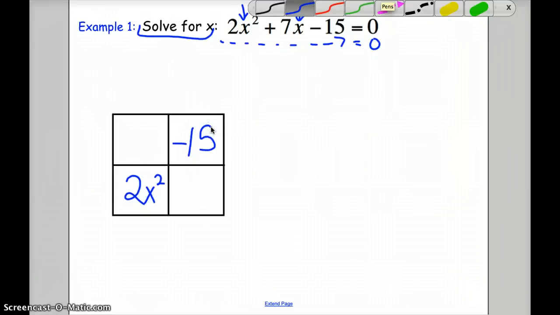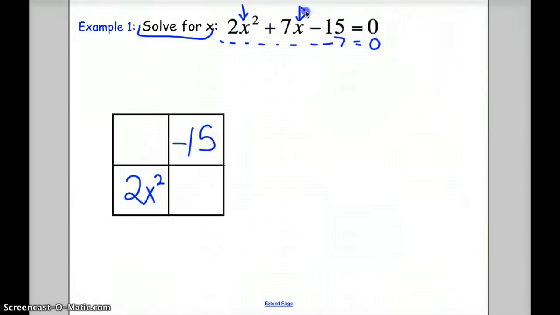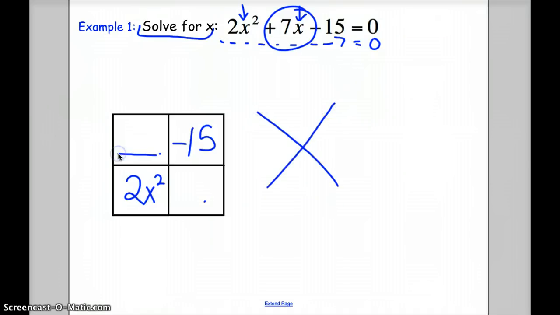Now we're going to figure out how to get the 7x's in these two corners. So remember, we draw out a diamond problem, and we know that those two corners have to add up to 7x's because that is the sum that I have here. Oh, sorry, my sum should go on the bottom, right? So 7x should go on the bottom.